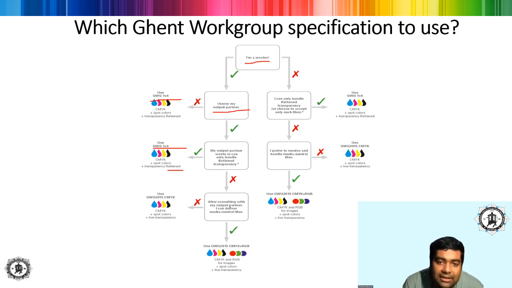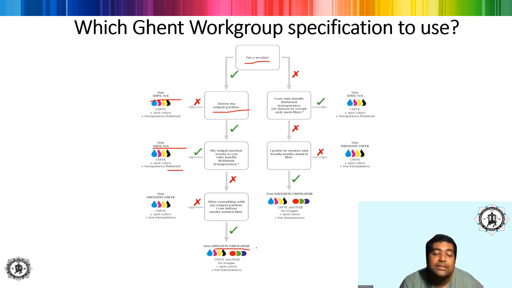Now, here the condition is that if your partner can work with media neutral files, that means RGB files or RGB elements within your file, basically. If you know that your partner can work with this, then you need to work with this specification. I will show you all the specifications, so don't worry about what is allowed and what is not allowed. I will show you each and every specification.